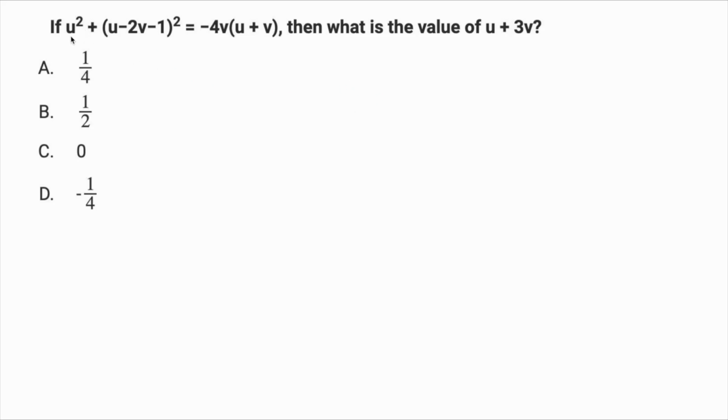We have u square plus u minus 2v minus 1 the whole square is minus 4v into u plus v. Now before we solve further, guys, it is implicit or understood that u and v are basically real numbers. Okay, if nothing is mentioned about u and v, by default we consider them as real numbers.